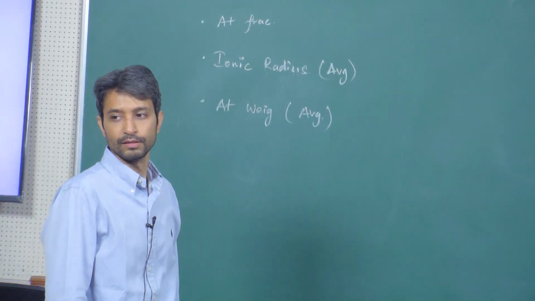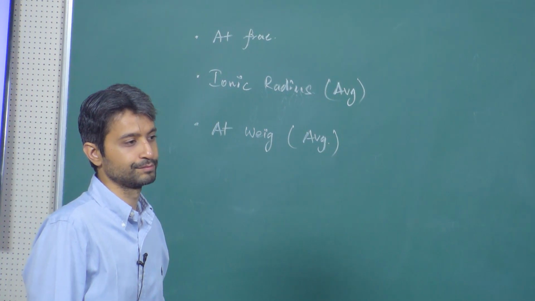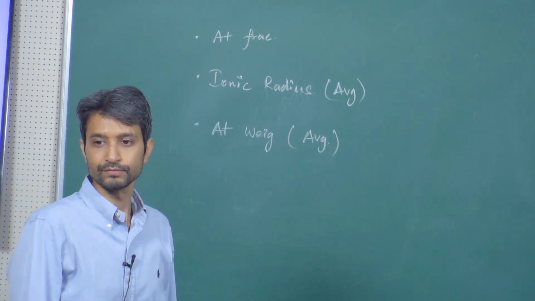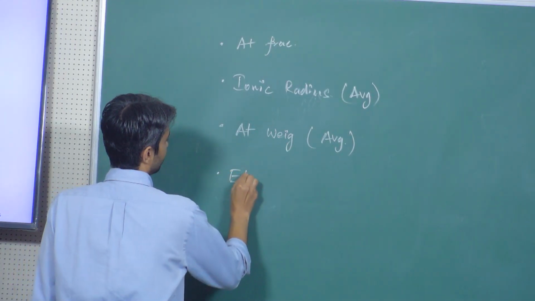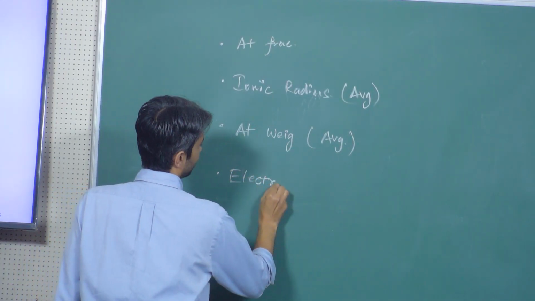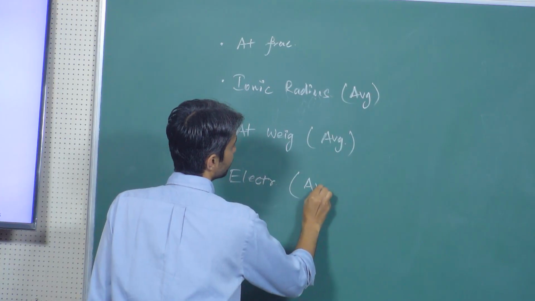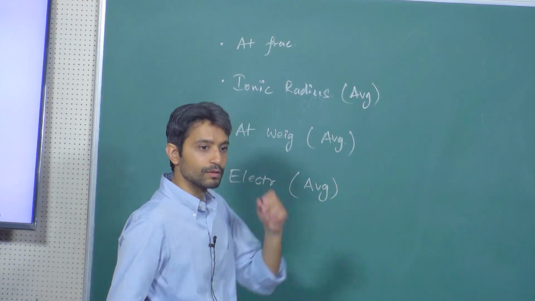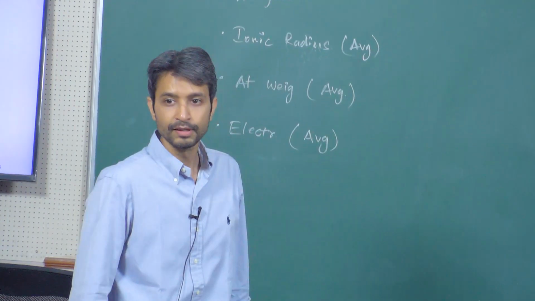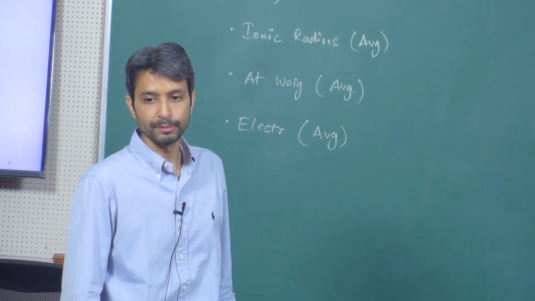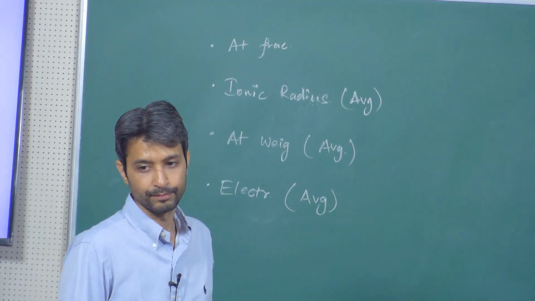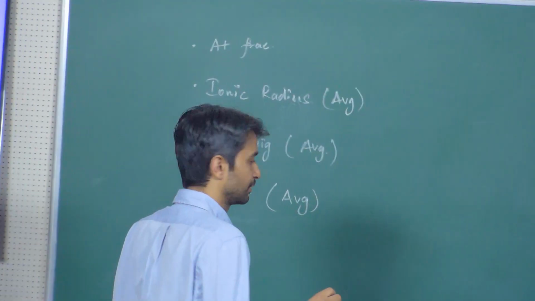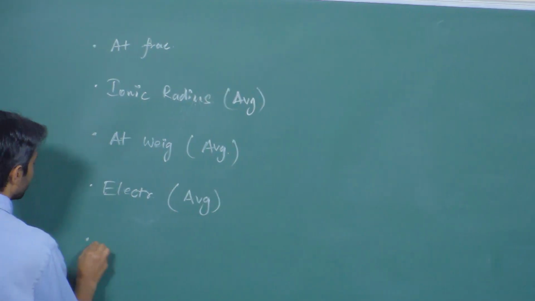Okay, what else? Very good. So electronegativity. This one also I need to take average. What else? Thermal stability. Okay, so thermal stability, melting point. Now, melting point, how should I take it?